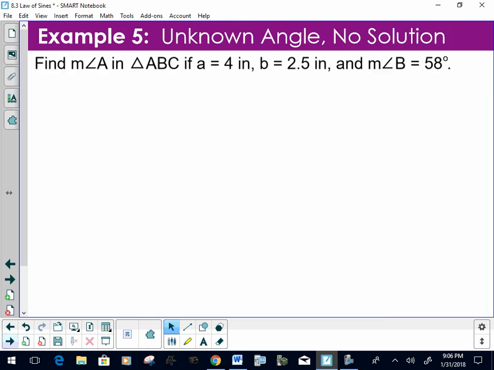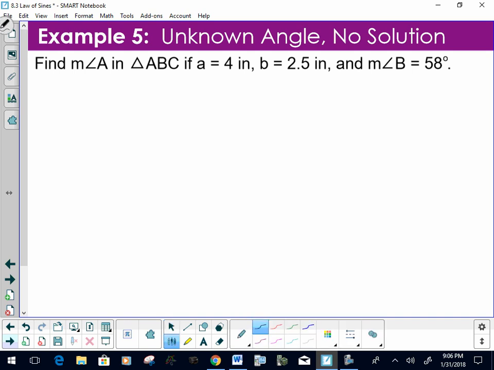Okay, let's look at another triangle. This triangle also has an unknown angle that we're trying to find, but in a minute, we'll find that there is no solution. So let's do the calculations, and then I'll show you a picture of what's happening here.